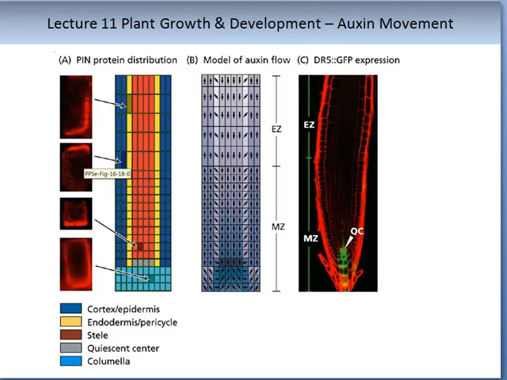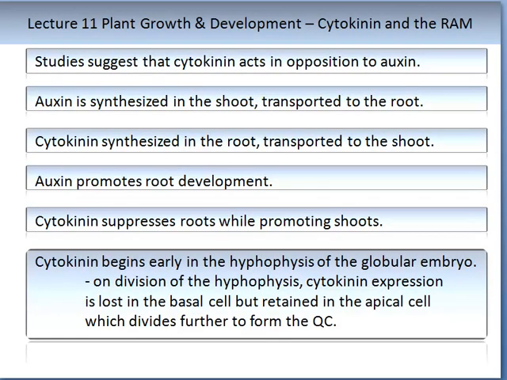This has been done by combinations of methods, looking at PIN protein distribution, modelling of auxin flow, and DR5 to GFP expression. Studies suggest that cytokinin acts in opposition to auxin. Auxin is synthesized in the shoot and transported to the root, while cytokinin is synthesized in the root and transported to the shoot. Auxin promotes root development, while cytokinin suppresses roots while promoting shoot development.